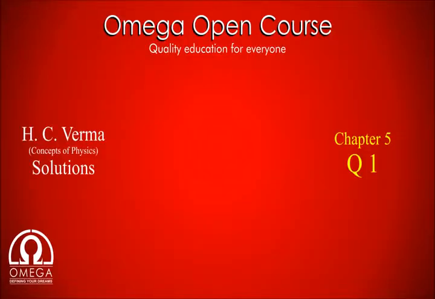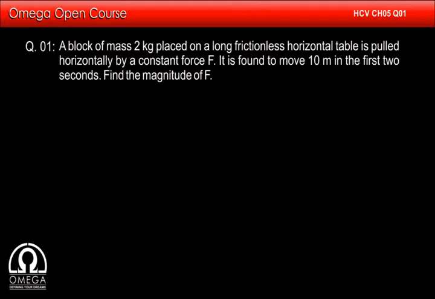H.C. Verma, Chapter 1, Question number 1. A block of mass m 2 kg placed on a long horizontal frictionless table is pulled horizontally by a constant force F. It is found to move 10 meters in first 2 seconds. Find the magnitude of F.